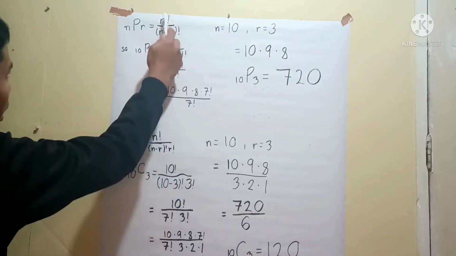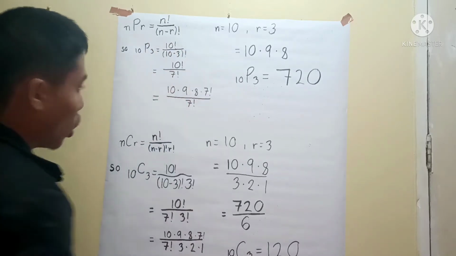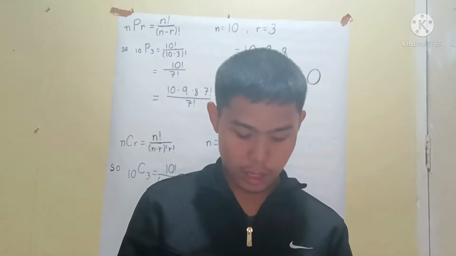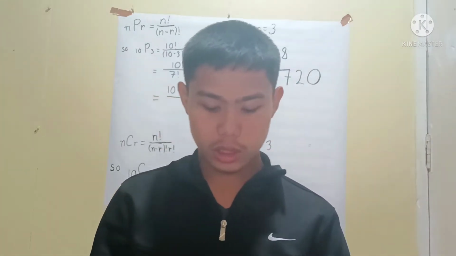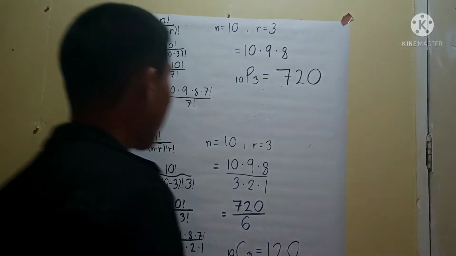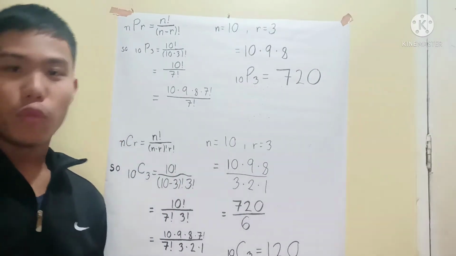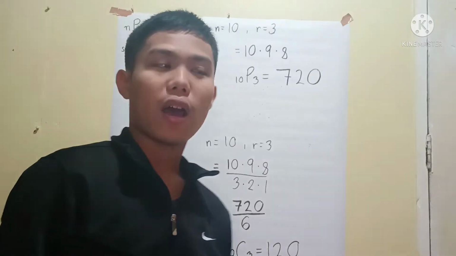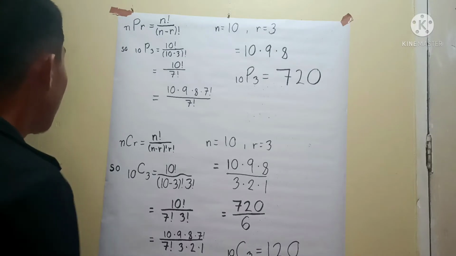nPr equals n factorial over n minus r factorial. Oh, and by the way, factorial is the product of an integer and all integers below it. So for example, say we had 3 factorial. We would then make it 3 times 2 times 1, and that answer would be the factorial. Okay, now back to the question.